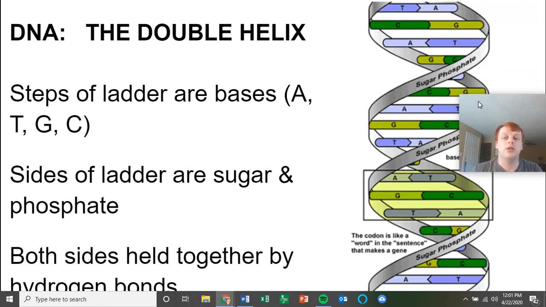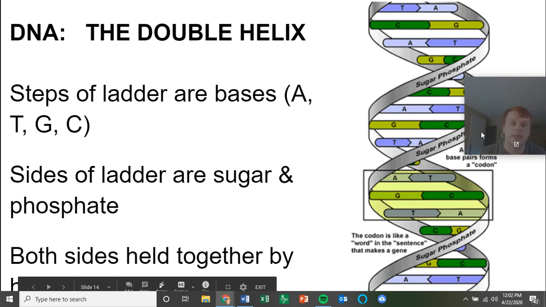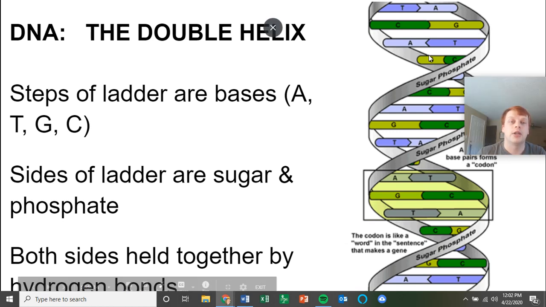But through all of those researchers' work, regardless of who got the credit, we figured out the structure of the DNA, and it is a double helix shape. We call it that because it has two spirals, so two helixes that wrap around one another.